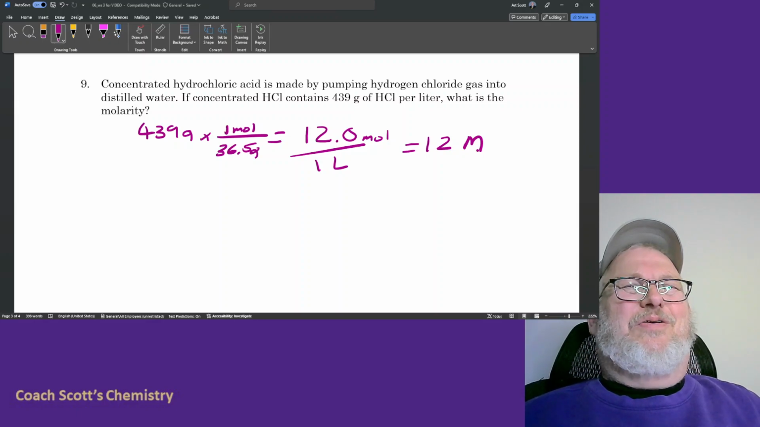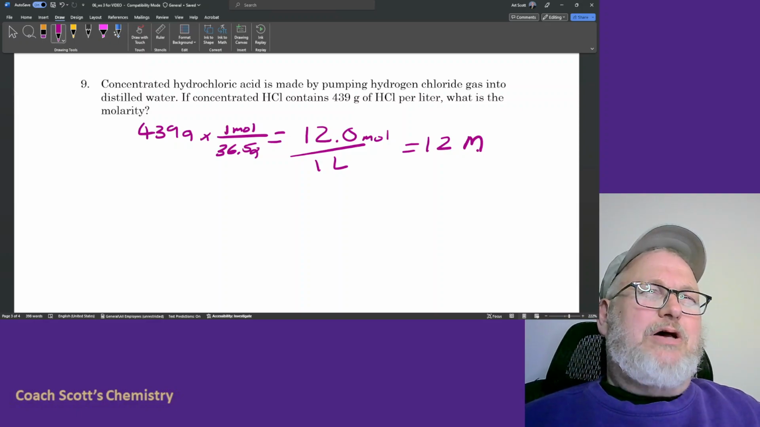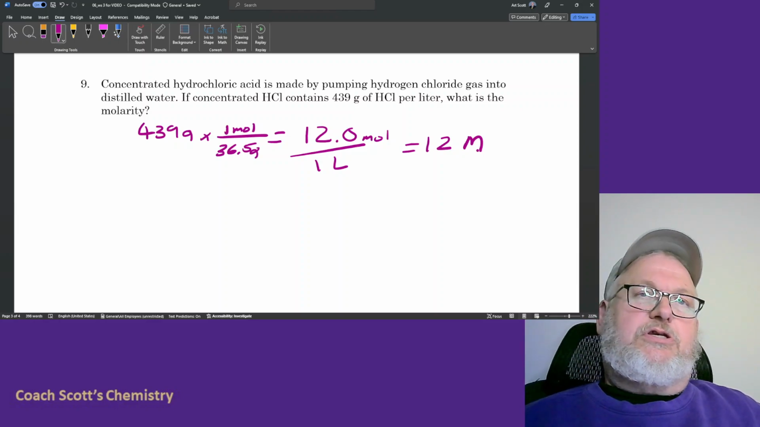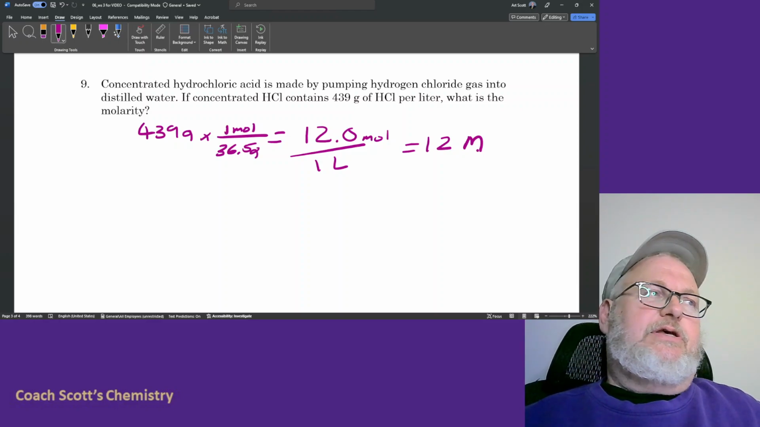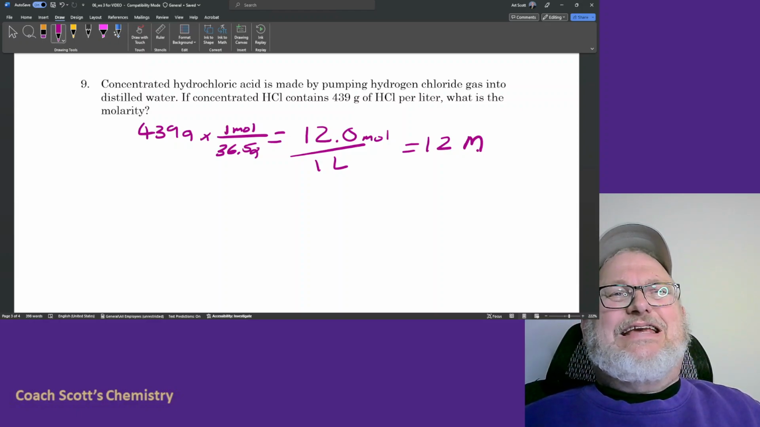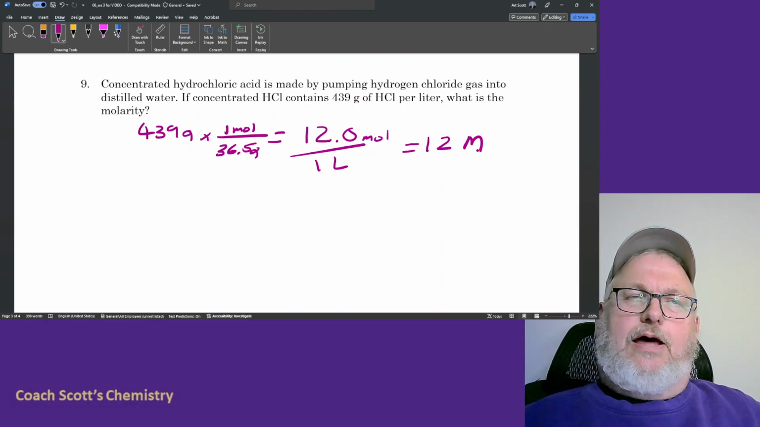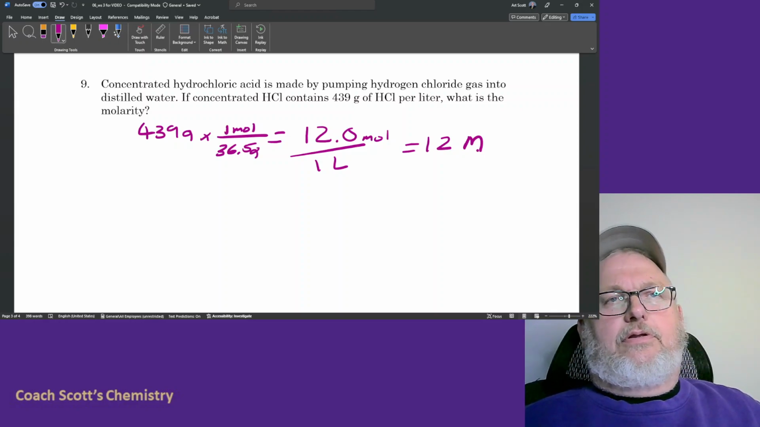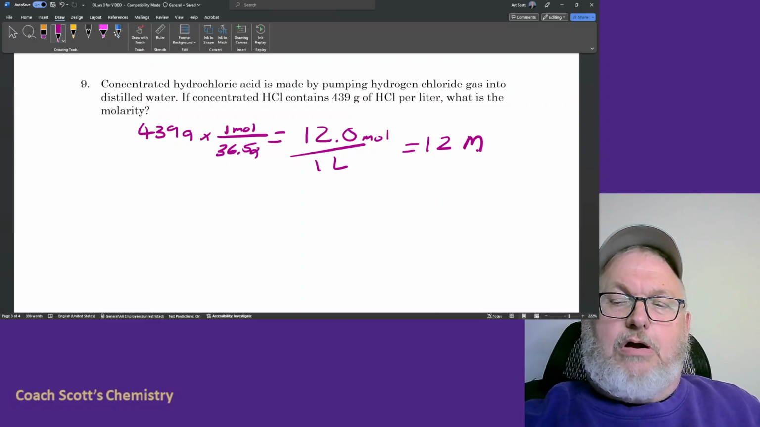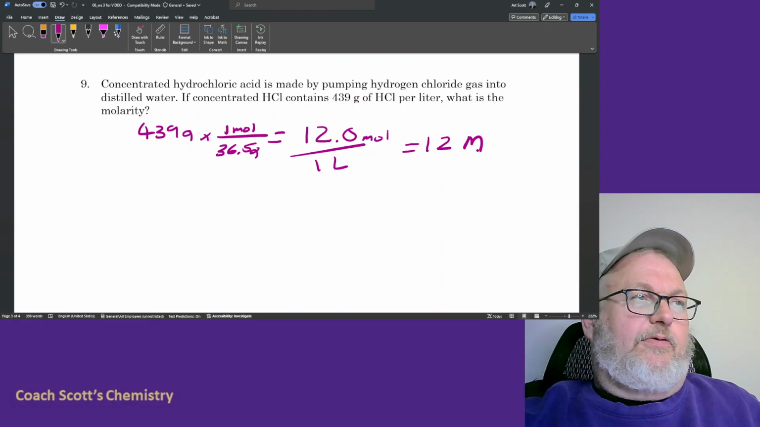That means I've got a bunch of hydrogen chloride in that solution. If you recall, we used 6 molar hydrochloric acid, which is half of that. That'd be 219 grams of hydrogen chloride per liter. Still, this is pretty concentrated. This is the type that will burn you, so you want to be careful around it.